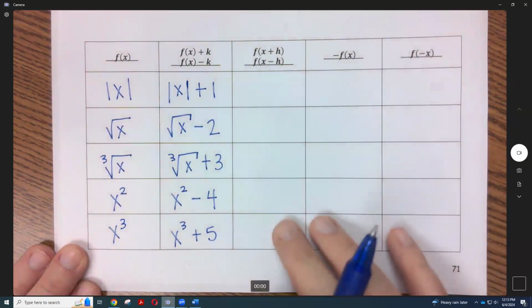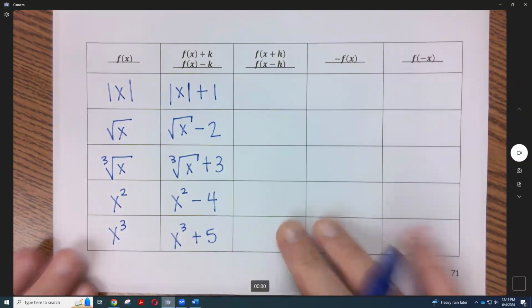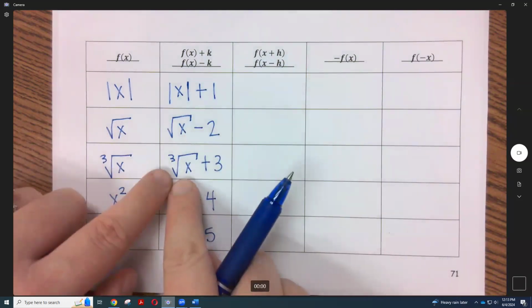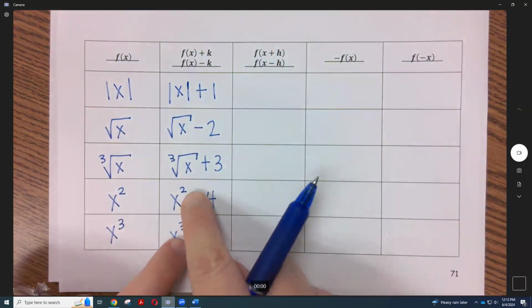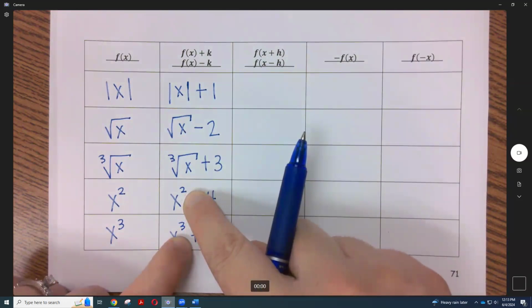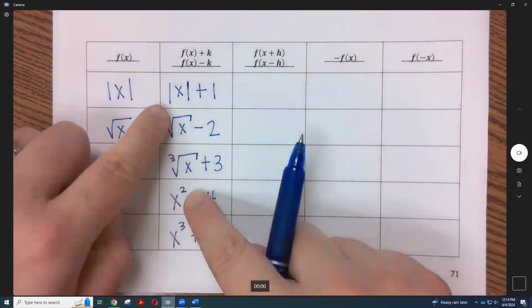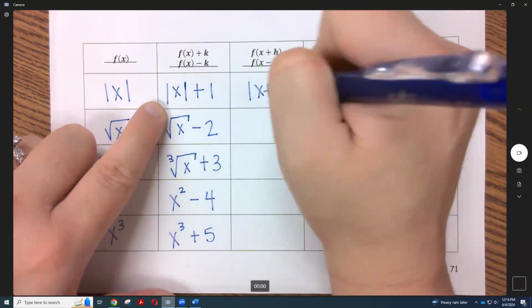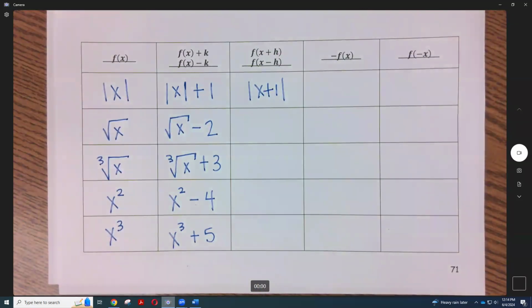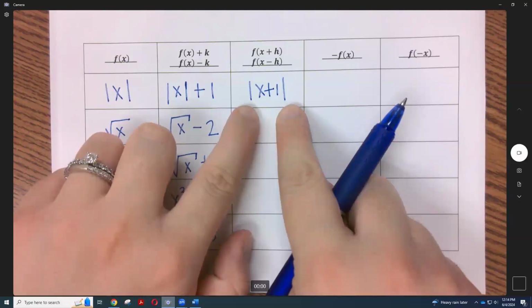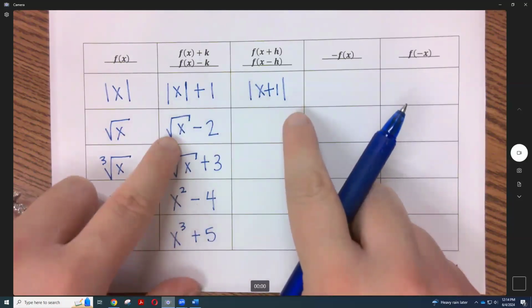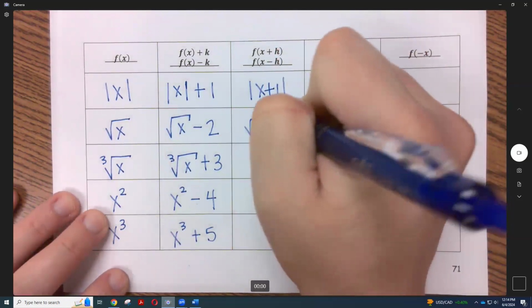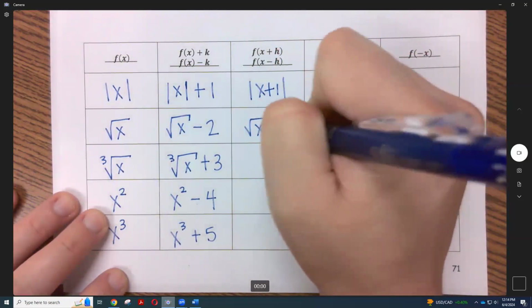Now when this is happening inside and moving it left and right, it needs to happen within the bars, under the radical. The number needs to be with that exponent, it needs to be squared and it needs to be cubed. So inside the bars means that this would be the absolute value of x plus 1, all within those absolute value bars. Inside the function of a square root means it's under that radical. So the square root of x minus 2.